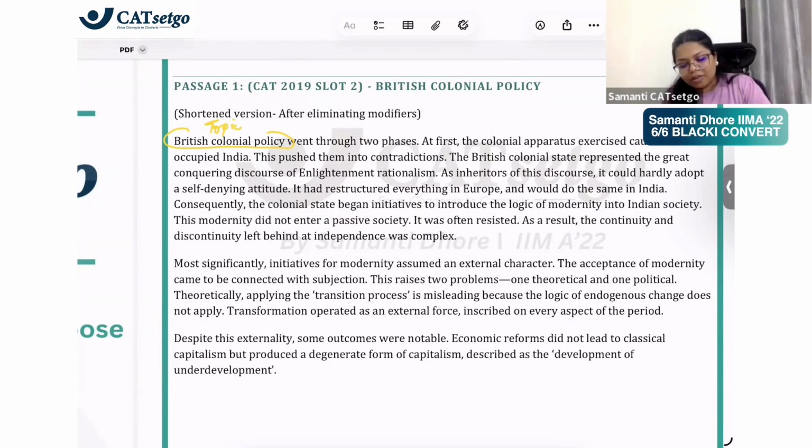The topic is different, the topic means one sentence. The subject is sort of that one thing they are talking about. The subject is British colonial policy. It went through 2 phases, first and second. The first phase is they occupied India, but that put them into contradictions. They haven't explicitly mentioned this, but they mean to say that this is the second phase. The first phase is they properly occupied India.